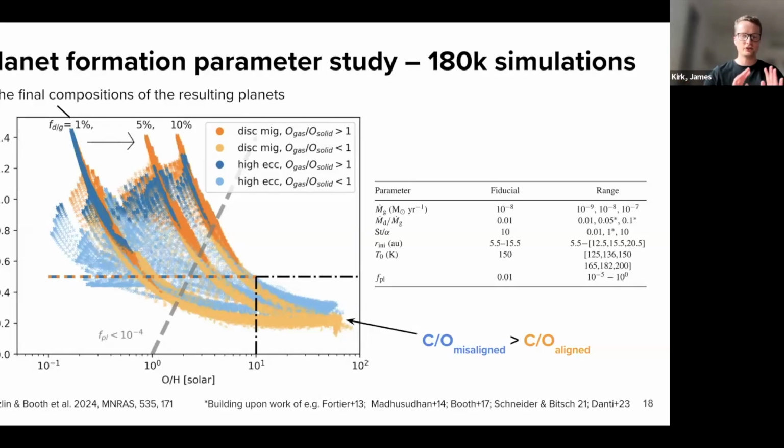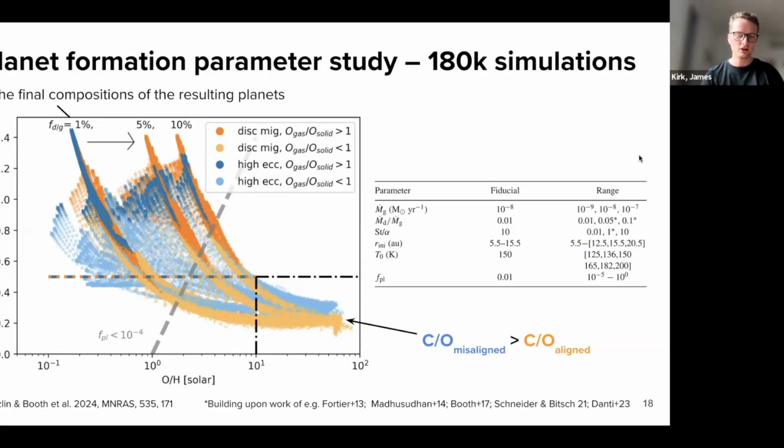Now, you can clearly see that there's a huge range of C/O and metallicity, depending on these different parameters, that just highlights the uncertainty in using C/O as a diagnostic of formation location. But some trends do emerge. Specifically, as you increase the amount of solid material that you accrete, which has low C/O ratio, you move to the right and downwards on this plot to higher values of metallicity and lower values of carbon to oxygen ratio.